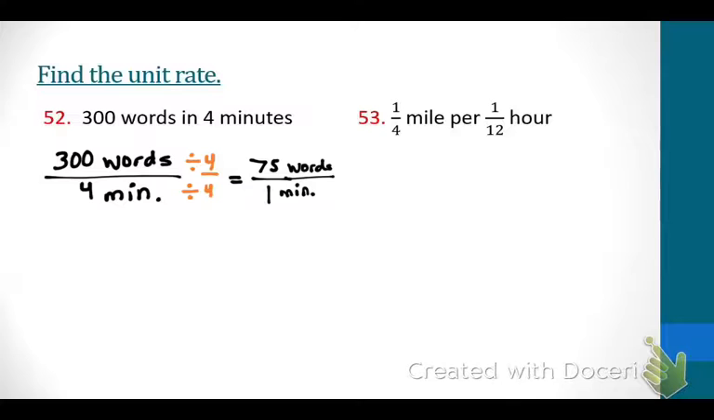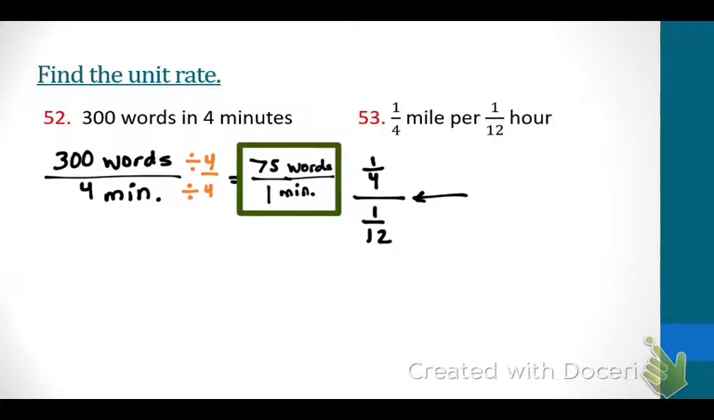Okay, the next one, people get tricked up because there are fractions there. But remember, this is going to be done the same exact way. I've got 1/4 of a mile per 1/12 of an hour. What does this fraction bar mean? Divide. It means to divide. So if I am dividing this, just remember we're going to write 1/4 divided by 1/12. Am I allowed to divide fractions? No. So what do I have to do? KFC. We're going to do KFC. Keep the first, flip the second, and change the operation. Very good.